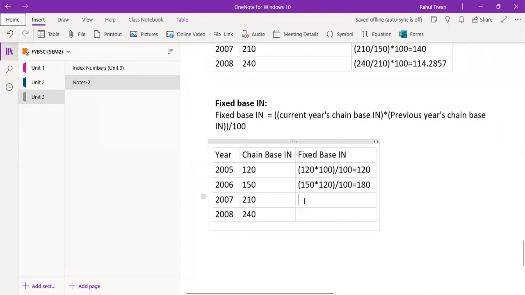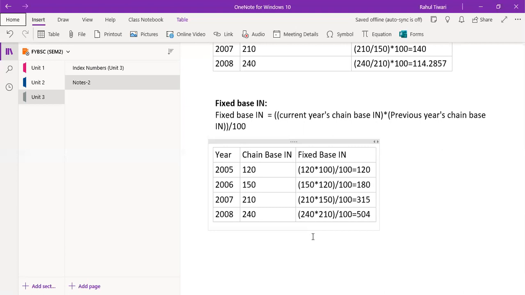Are you getting it, students? It's very simple. The only thing is that it is just convertible, using chain to base, base to chain. How to get that? It's very simple. You can just go through that. When we move to the slicing, then it is a little bit difficult. We will see that slicing part maybe in the next class, because in that scenario you must have a different type of index number. Then we will see that.